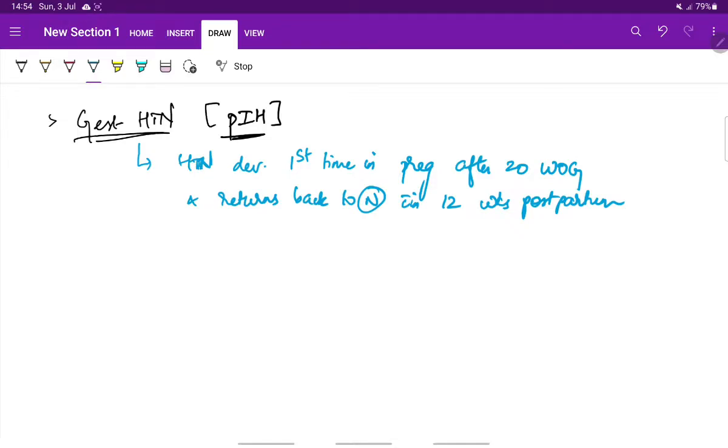That is, the woman is not a previously known hypertensive patient. She develops hypertension first time in pregnancy, that too after 20 weeks of gestation, and it returns back to normal within 12 weeks postpartum. So this is gestational hypertension. And gestational hypertension is not accompanied by proteinuria. There is only hypertension but no proteinuria.